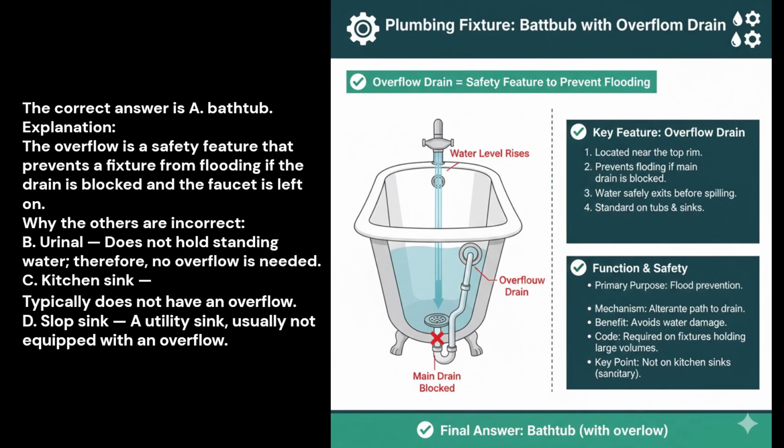Why the others are incorrect? B. Urinal does not hold standing water, therefore, no overflow is needed. C. Kitchen sink typically does not have an overflow. This is a sanitary measure to prevent contaminated water from a blocked drain from backing up into the overflow channel, which could pose a health risk. D. Slop sink. A utility sink, usually not equipped with an overflow.